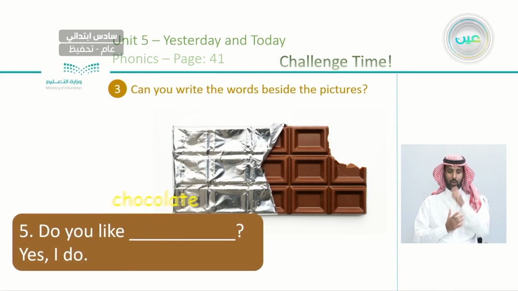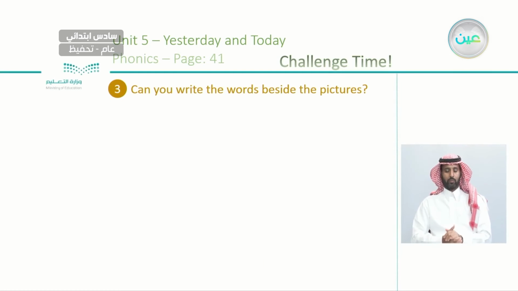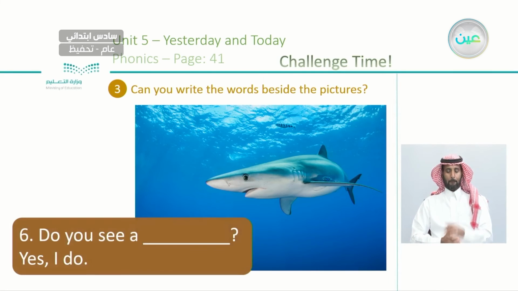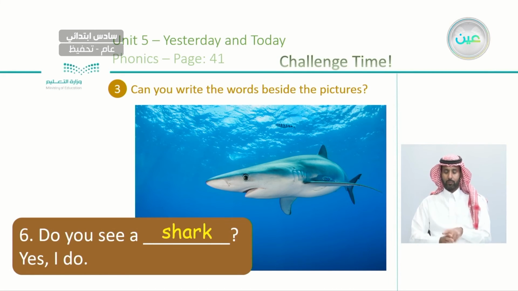Yes, chocolate. Excellent. So we have chocolate. Yes, I do. I like chocolate. I eat chocolate, for example. Okay, after that, we have this. We have a sea animal here. So do you see what this is? Shark. Excellent. We have shark here. Yes, I do. I see it. I can see the shark.